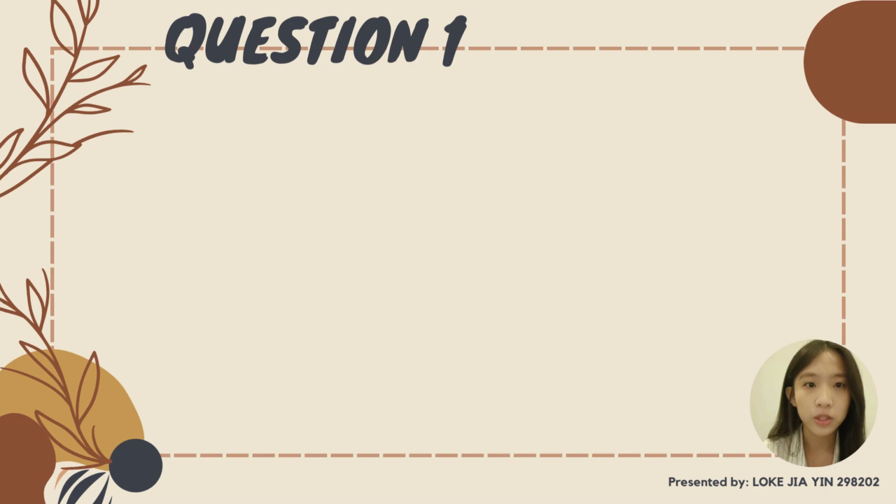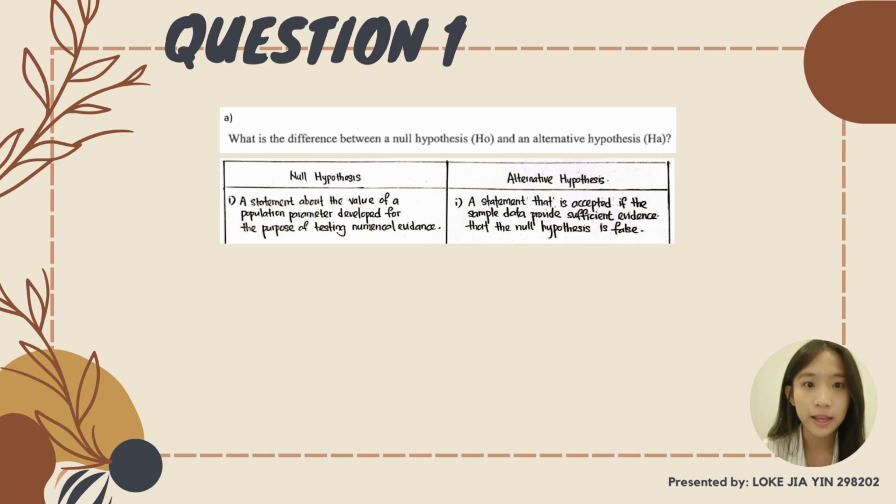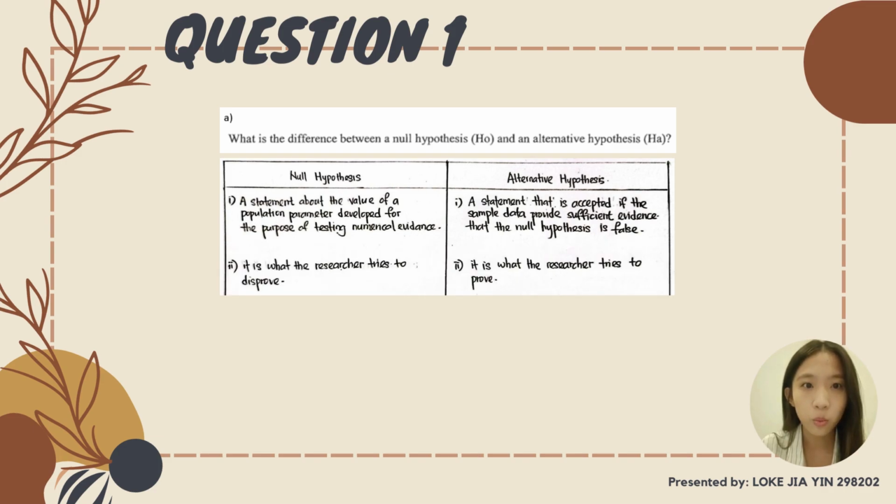Now I would like to discuss question 1. Question 1a. What is the difference between a null hypothesis and an alternative hypothesis? First, we need to understand both terms. A null hypothesis is a statement about the value of a population parameter developed for the purpose of testing numerical evidence. However, an alternative hypothesis is a statement that is accepted if the sample data provides sufficient evidence that the null hypothesis is false.